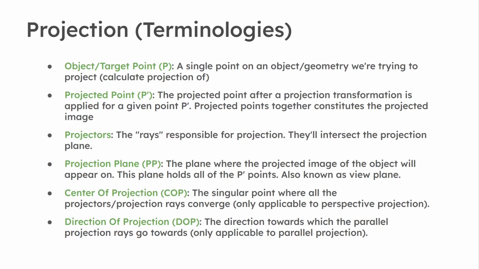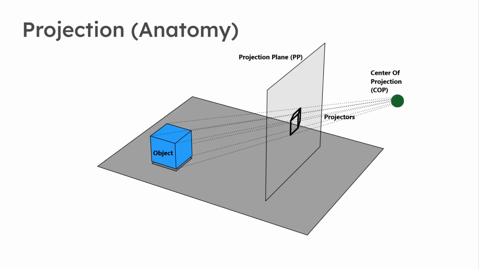In the case of perspective projection, which we will look into soon, the projectors converge into or from a single point. We call this point the center of projection, or COP. This is essentially the viewer's eye or camera. In the case of parallel projection, which we'll also look into soon, there is no COP, but there is a direction in which the rays head. This is the direction of projection, or DOP. This diagram will make everything clear.